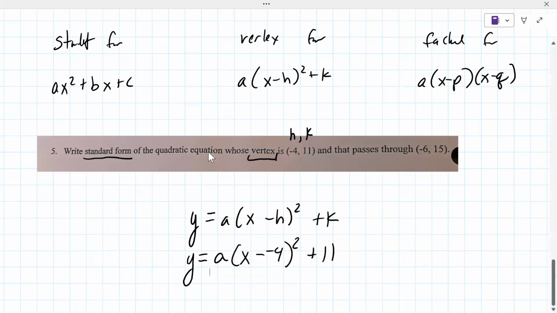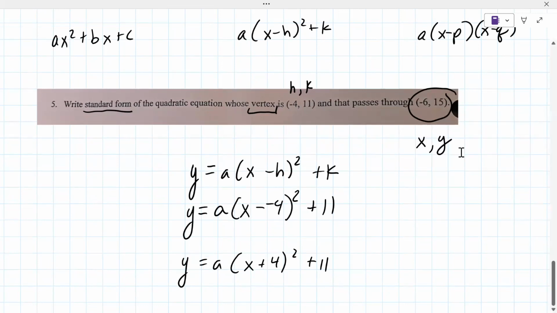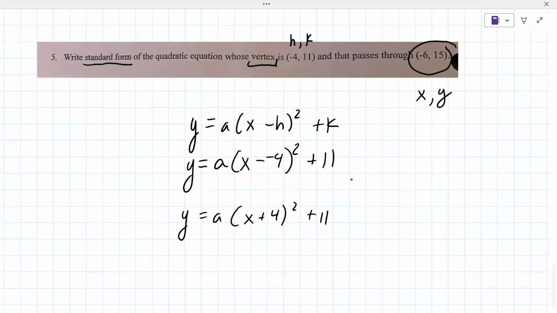So you do want to simplify the signs, and then you're going to use the second point. So you kind of asked me that earlier, like, yes, you have to use the other point. You have to use that as the vertex. This is the other point to find a. So you're going to use those values in for x and y and solve for a.